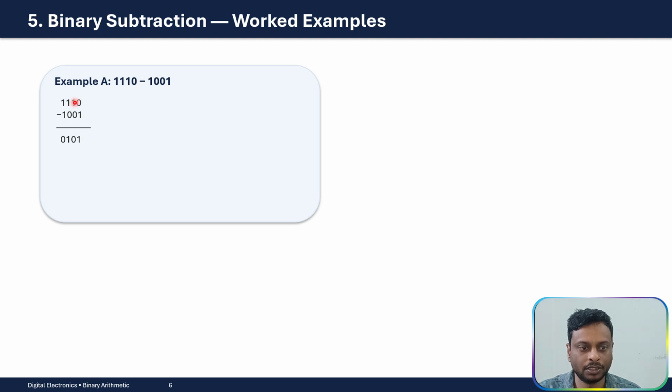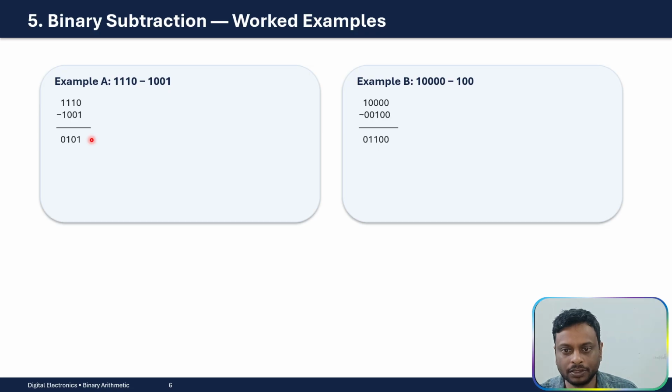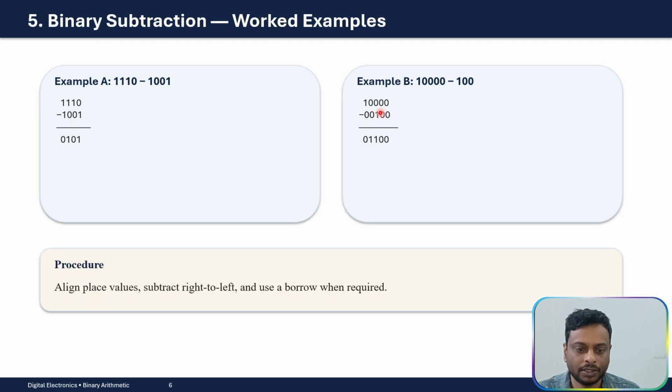We have taken the borrow from this bit. Okay. So that will be 0. Okay. So 0 minus 0 it will be 0. Similarly 1 minus 0 it will be 1. That is 1 minus 1, that will be 0. Okay. So this is how the subtraction is done. Okay. So this is a second example also you can see. Okay. So this is the bit that we need to take a borrow from. Okay. So that will be 1, 0 minus 1, that will be 1. Okay. So that will be 1, 1, 0, 0. Okay. So now you can subtract from right to left, using a borrow when required.